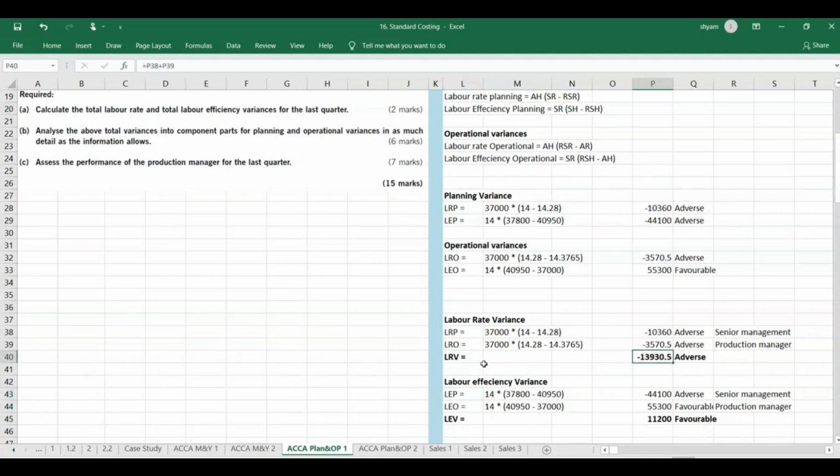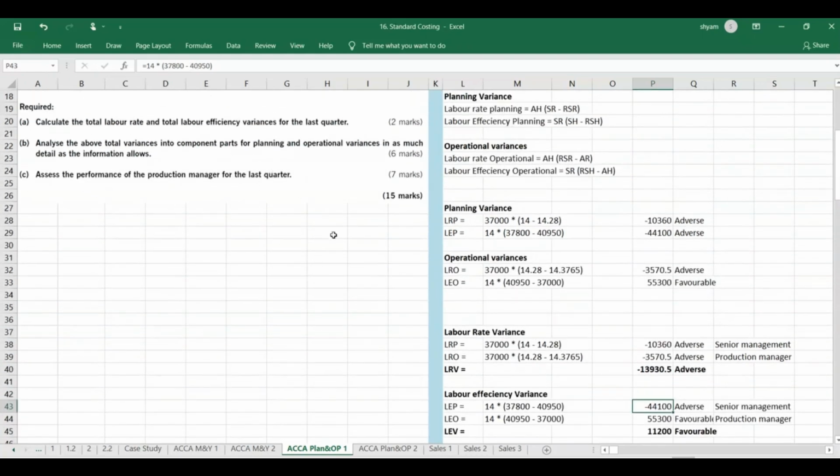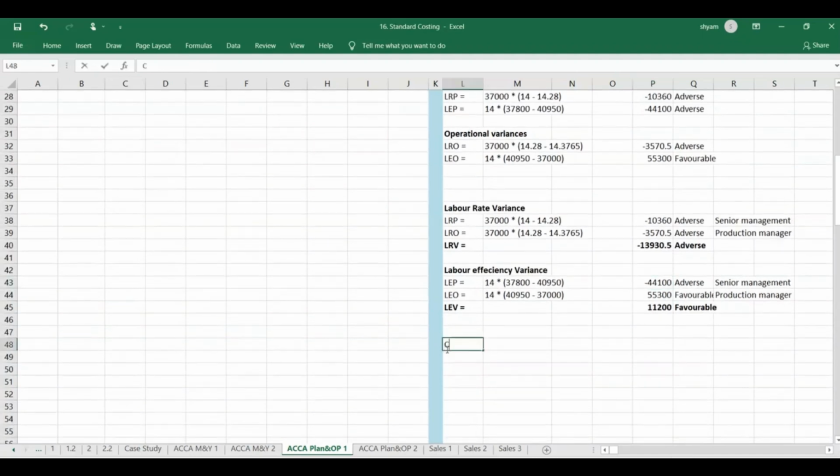Normally, labor rate variance is usually attributable to the production manager, but he's not responsible for the total 13,930. He's only responsible for 3,570 of the adverse variance. So we can't blame him for all the things. And in terms of efficiency, 11,200 has been the favorable. But in reality, if you split into planning and operation, it is 55,300 which is favorable, which he has caused. The balance adverse is caused by the senior management. So we shall assess the performance of the production manager now. So, comment.